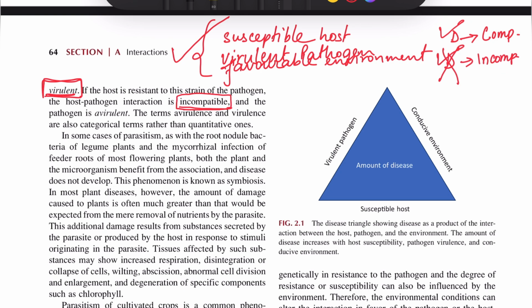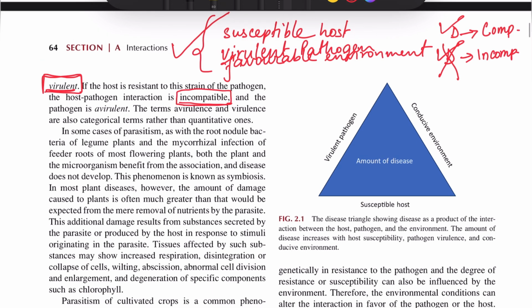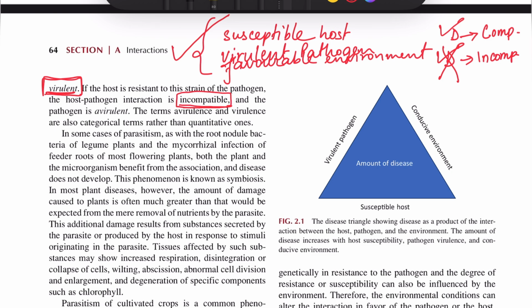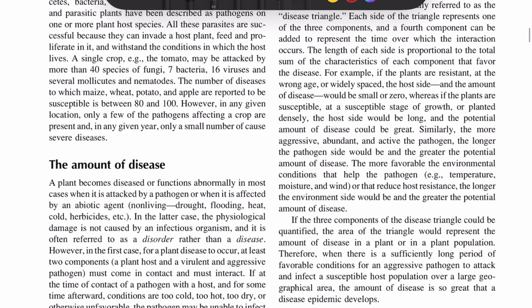And the pathogen will be called avirulent. When disease is caused, the pathogen is called virulent. When there is no disease, the pathogen will be called avirulent. Now, the terms avirulence and virulence are also categorical terms under the quantitative ones. Now, we will start with the amount of disease.